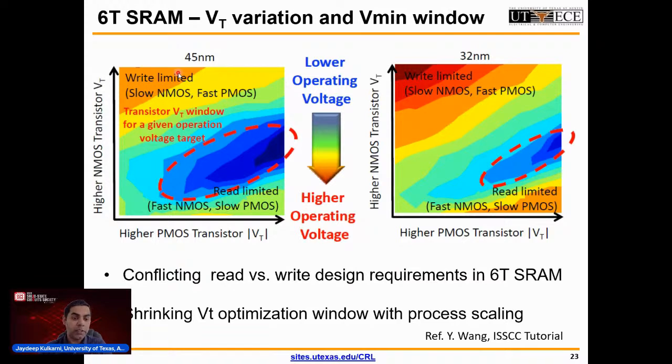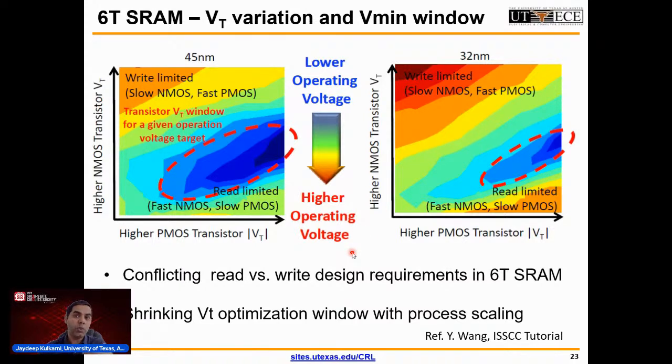So if I have to find a sweet spot of VT optimization, I will look for the contour regions where it is deep blue, which means it has a very low Vmin. And now if you do the same exercise from the 45 nanometer technology node to the 32 nanometer technology node, you will see that this deep blue region is shrinking down. Meaning thereby, the sweet spot for getting very low Vmin in this VT optimization space is getting smaller and smaller. Meaning if, because of process variation, there is any deviation from this deep blue region, I will end up having higher Vmin.